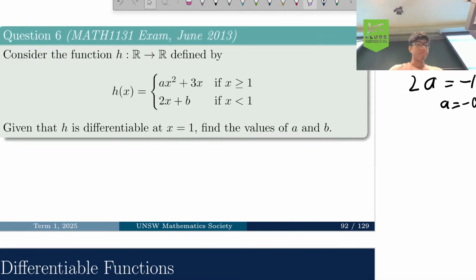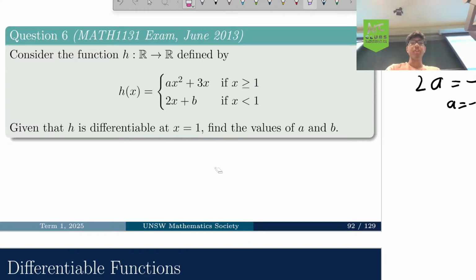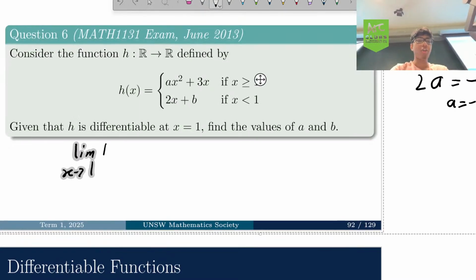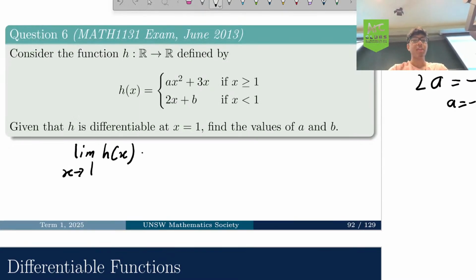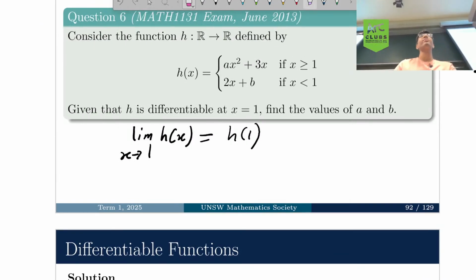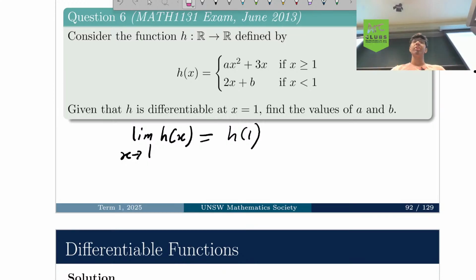And what else do I know? Well, if this function is differentiable, remember I said it implies it's continuous. Well, what does it mean for it to be continuous? As I said earlier, the limit as x tends to 1 of h of x equals h of 1. And what does it mean for this limit to exist? Again, the left-hand side and the right-hand side must agree with each other.